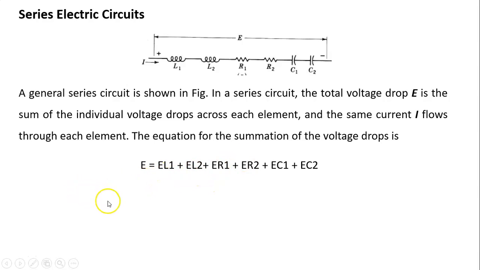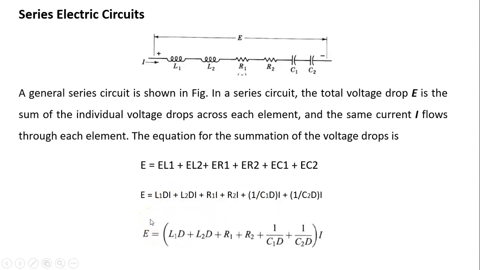Therefore, substituting the values of EL1, EL2, ER1, ER2, EC1 and EC2, we get E is equal to L1 into DI plus L2 into DI plus R1 into I plus R2 into I plus 1 upon C1D into I plus 1 upon C2D into I. Therefore, taking current I common, this equation can be represented by E is equal to bracket L1D plus L2D plus R1 plus R2 plus 1 upon C1D plus 1 upon C2D into I.